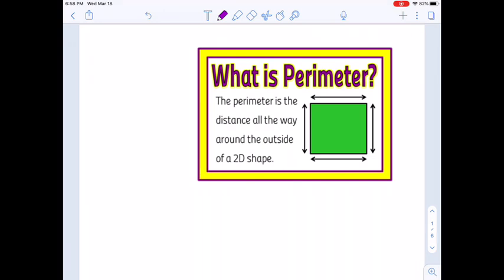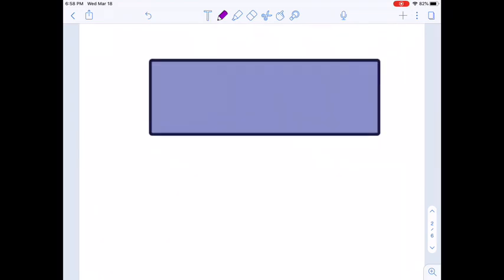Sometimes we have some of the information and we're trying to figure out missing information. Like earlier this week when I gave you area and I asked you, if I give you the area and one side, how could you find the missing side? Well, now we're going to think about that from perimeter. If I give you the perimeter and one side, how could we find the missing side? So let's look at an example together.